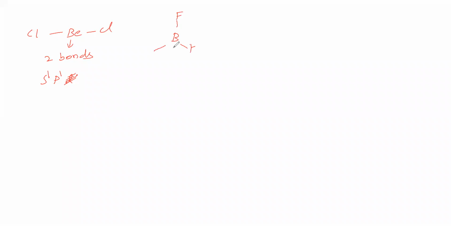Then we will take BF3. BF3 we have written like this. In this boron, 3 sigma bonds are there. So you write S, P, D. Of that 3, first you give 1 to S. S has only 1 orbital. Then the remaining you give to P. P maximum is 3, but here only 2 is needed, therefore D is not there. So what is the hybridization of boron in BF3? sp2 hybridization.